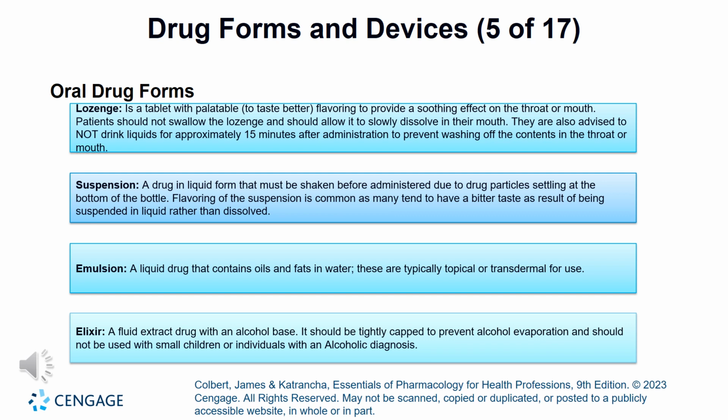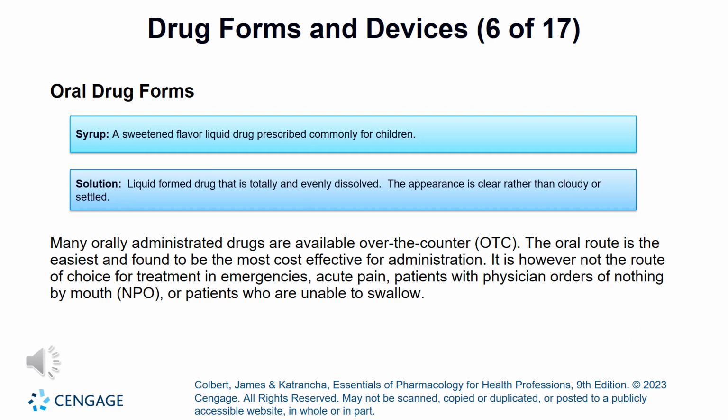Elixirs are a fluid extract drug with an alcohol base. You should tighten the cap to prevent alcohol evaporation, and they should not be used with small children or individuals with an alcoholic diagnosis. Two other oral drug forms are syrups and solutions. Syrups are sweetened liquids that are usually prescribed for children. Solutions are liquids that are totally and evenly dissolved. Usually the appearance is clear rather than cloudy or settled.